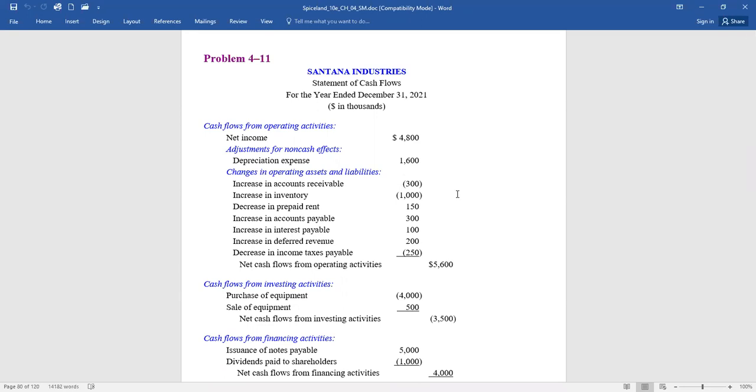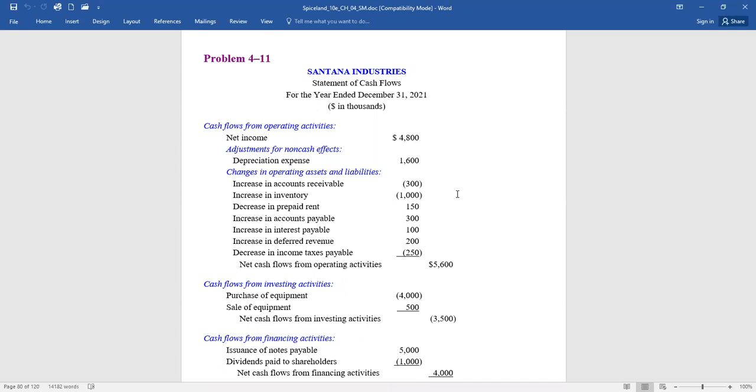Inventory went from 3,000 up to 4,000, another asset increasing. So the effect on cash is decreasing. Prepaid rent went from 300 down to 150, so now it's decreasing. So we want to increase. The effect on cash is an increase of 150. So whatever happens to a current asset, the opposite effect happens on cash. So those are our current assets there. Equipment, we know, is a plant asset. We don't deal with that in this operating activities area. We deal with equipment in investing. Remember, long-term assets. So let's go to our current liabilities, and there's a few of them.